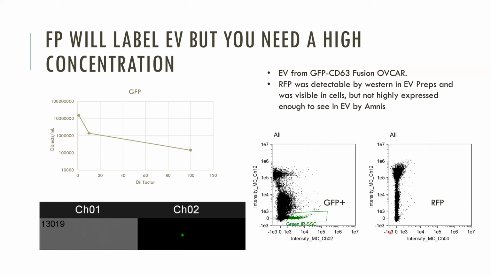However, we looked at RFP and they could find this by Western in both the EV preps and the cells. However, there's not enough particles or molecules here in the EV population to be able to use this as a marker for EVs. This is largely the reason that we ended up going with the lipophilic dyes, is that it doesn't tend to be influenced so much by what's in the particles.